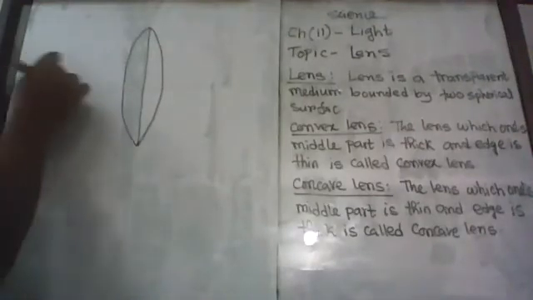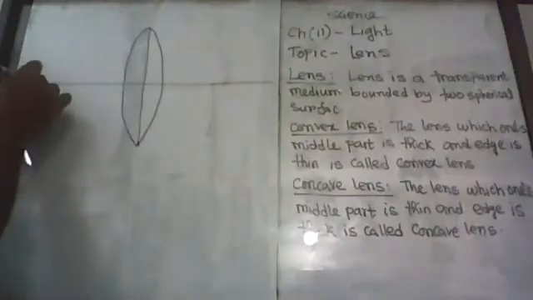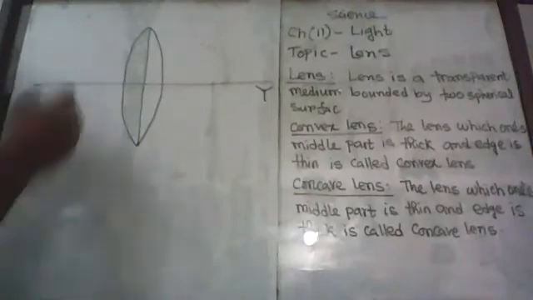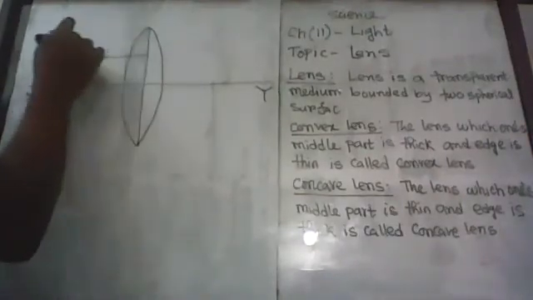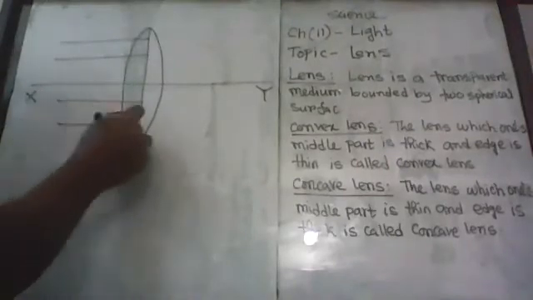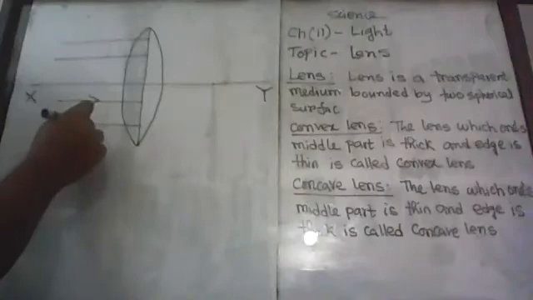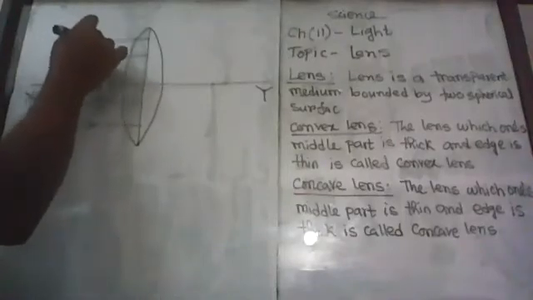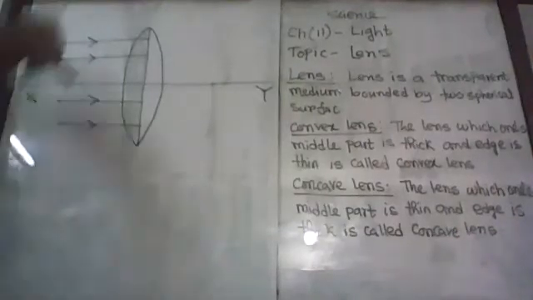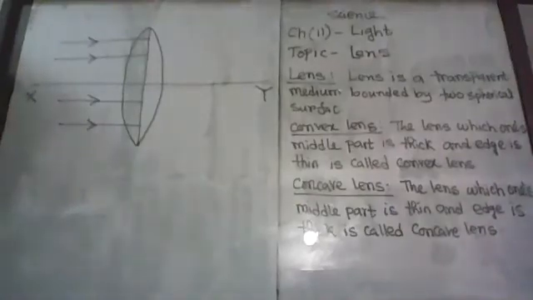Then you see that this XY is the principal axis. And some parallel rays of light, parallel to the principal axis, fall on the lens. You see this? These falling light rays are called incident light. The light that falls on the lens is called incident light.